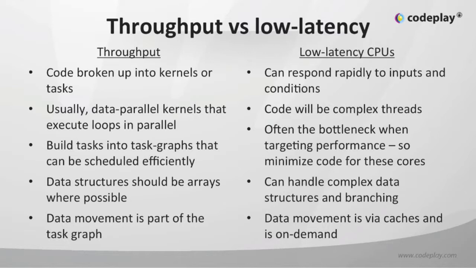On throughput cores, you really want data structures to be arrays where possible. In OpenCL, you've got virtually no choice. With CPUs, obviously you can handle complex data structures, but arrays are a lot better for throughput cores. The other thing is that data movement needs to be part of your task graph. Don't just think about the actual execution, you have to think about the data movement and how that fits into your task graph, because that's got to be parallel.